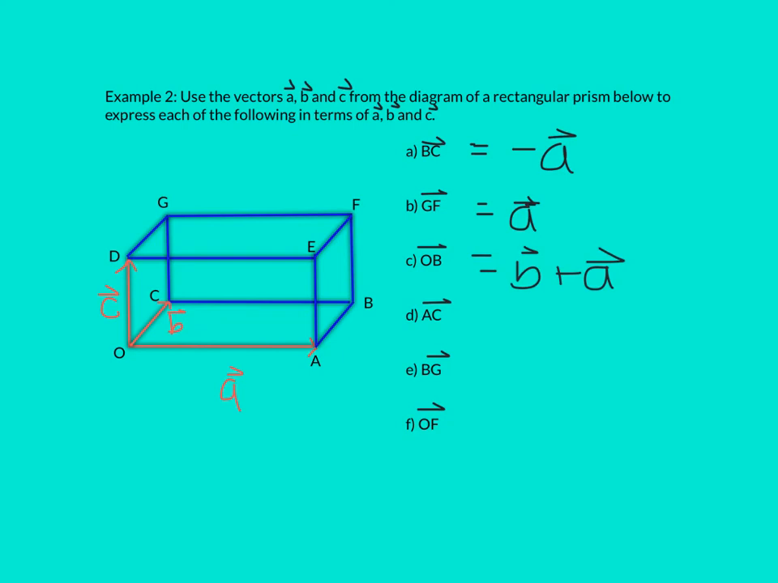Now, AC. So we're starting here this time, and we want to end up over here. To do that, it looks like I have to travel backwards along vector A and then add B to it. So we're going to use negative A plus B in this case.